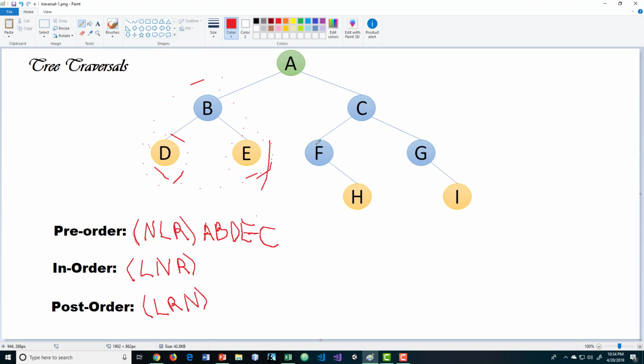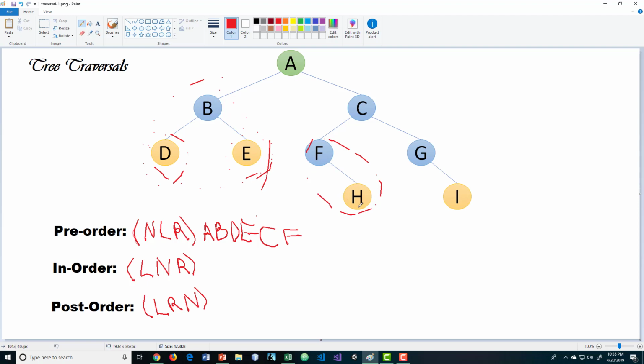So I say, hey, we need to go to your left. So we zoom in on the left, right over here, and then we ask F, have you written yourself off? Nope, so we need to write the F. And then we ask F, hey, have you visited your left tree yet? Well, I don't have a left. Okay, well, what about your right? Nope, haven't visited that yet.